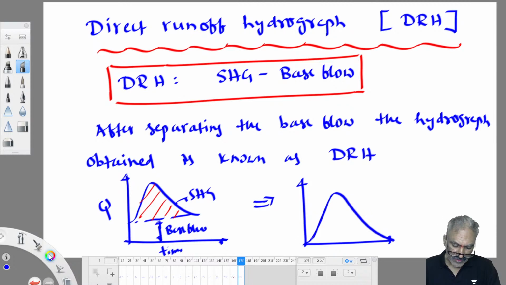So how to distinguish the storm hydrograph from the direct runoff hydrograph? Direct runoff hydrographs always start with 0 and end with 0. A storm hydrograph always starts with some value and ends with some value; you start with base flow and end with base flow. Whereas the direct runoff hydrograph starts with 0 and ends with 0. That's how we differentiate between them.